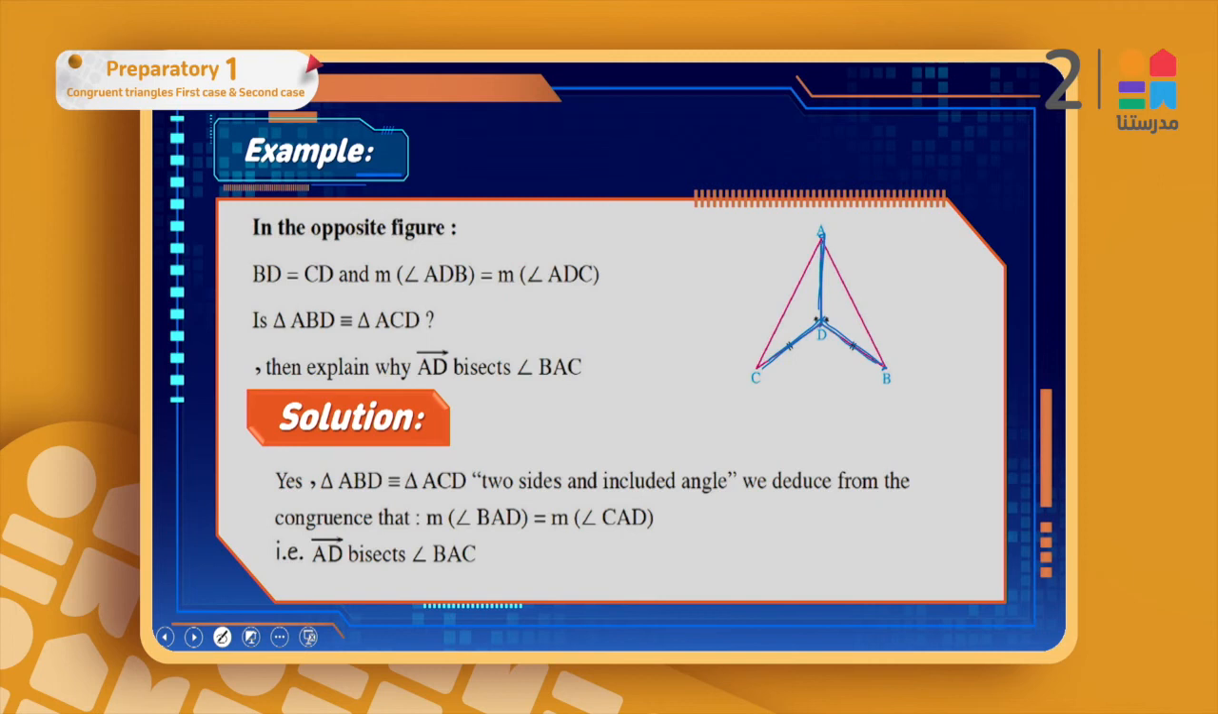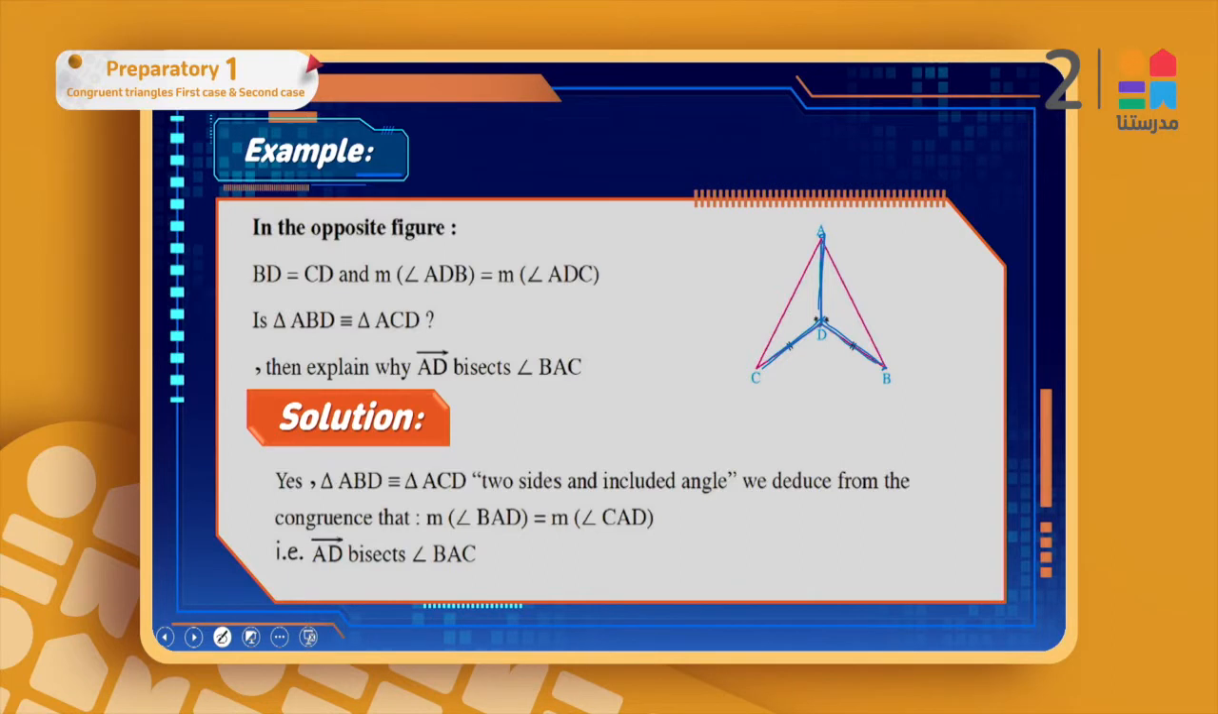So one more time for all of you. As you can see, the given is two congruent sides, BD and CD. The other one is DA. It's a common side for both triangles. So we have two sides and the included angle. So we have side, angle, side.